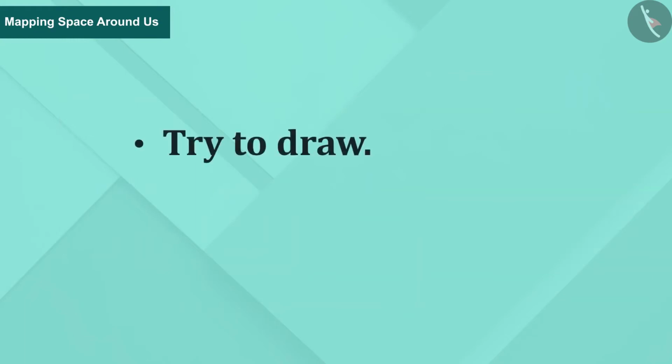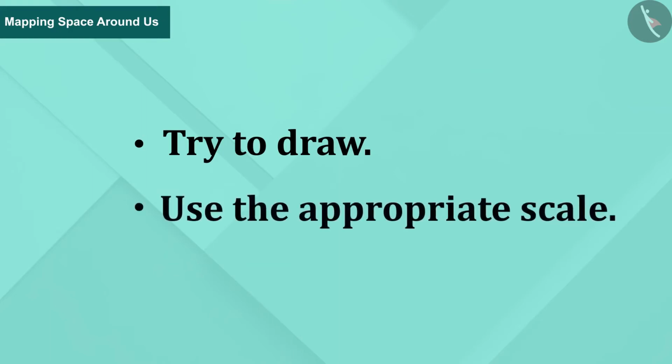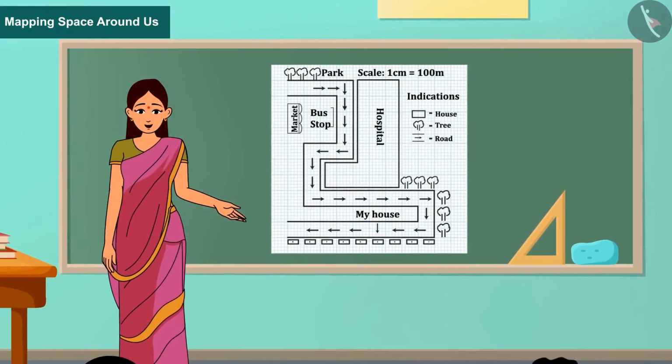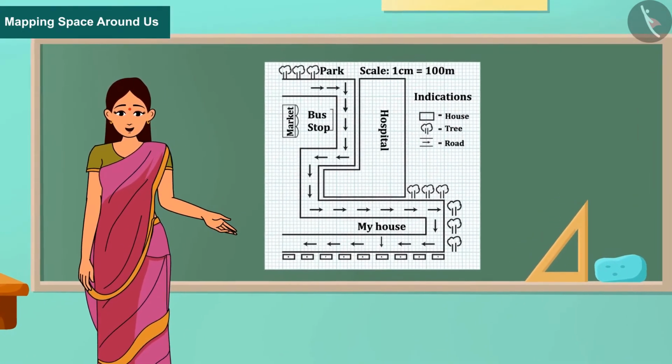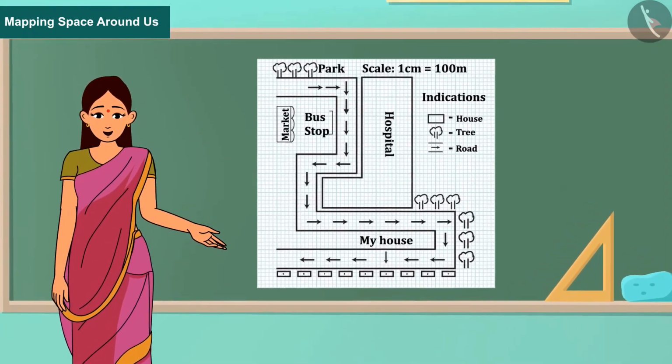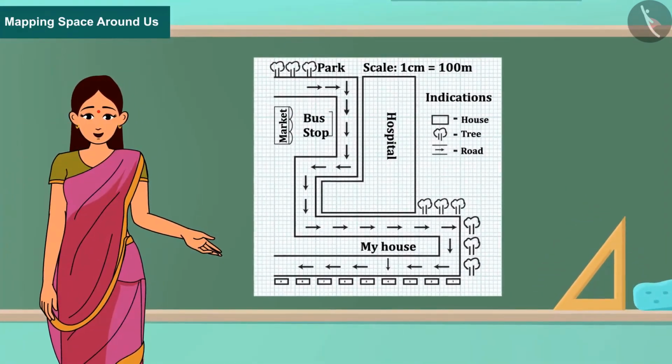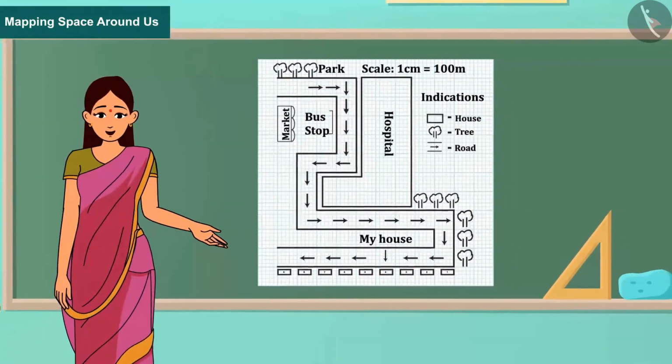You should also try to draw the path between two places of your choice. Figure out the proportional distance using the appropriate scale. Ask your friends questions related to this map. So children, did you see how much information is stored inside a map? I hope you will be able to extract information by reading maps.